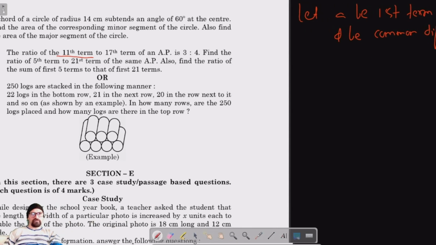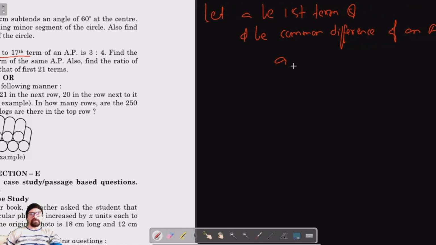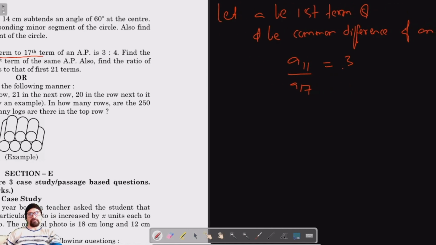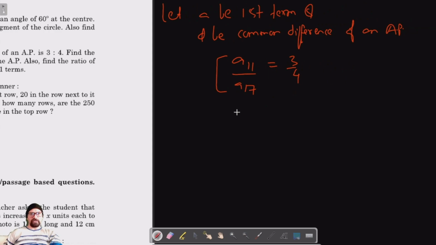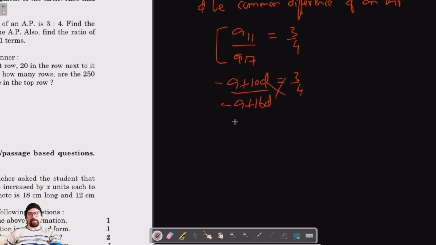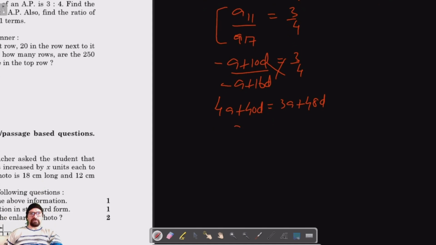Now it's given that the ratio of the 11th term, A11, to the 17th term, A17, is equal to 3 to 4. Now A11 is a plus 10d and A17 is a plus 16d, over 3 by 4. We have used the nth term formula, a plus n minus 1 into d. If we cross multiply, we get 4a plus 40d is equal to 3a plus 48d.